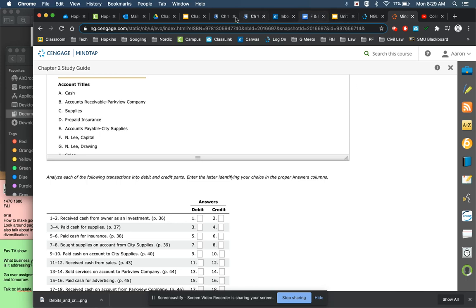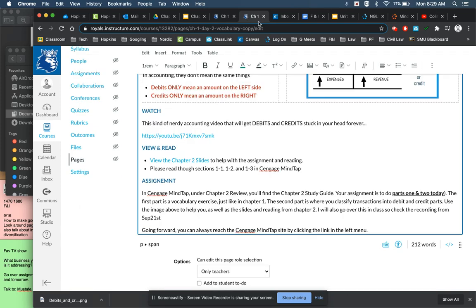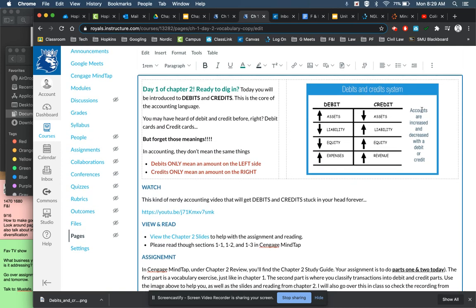Back on the Canvas page right here, there is an image that I think really helps that shows you the debits and the credit side and which accounts increase and decrease depending on which side they are. Left side, debits always increase. Right side amounts, credits increase. So assets are on the left, so a debit increases, a credit would decrease assets. Flip it around for the other side. On the right side amounts, the liability, a credit would increase and a debit would decrease.